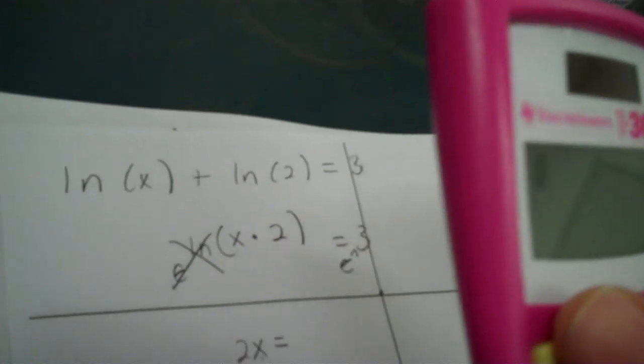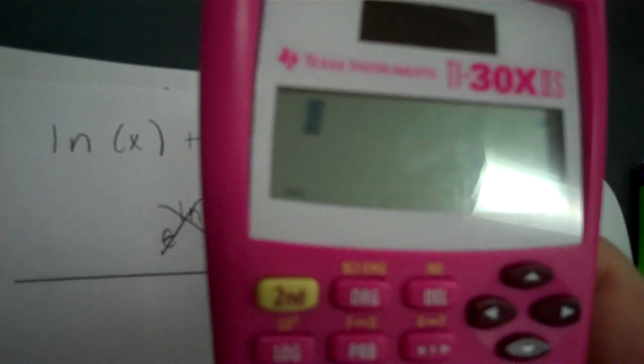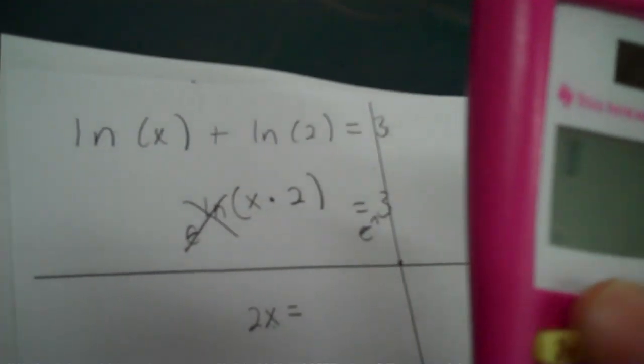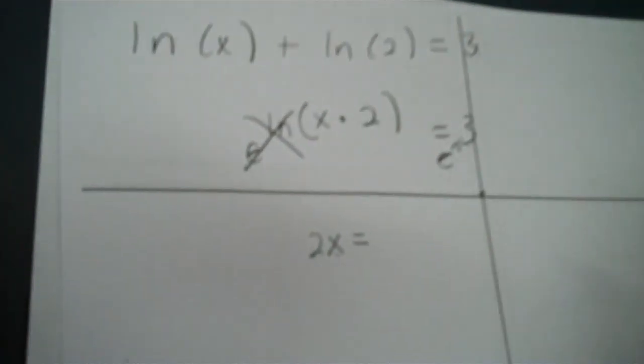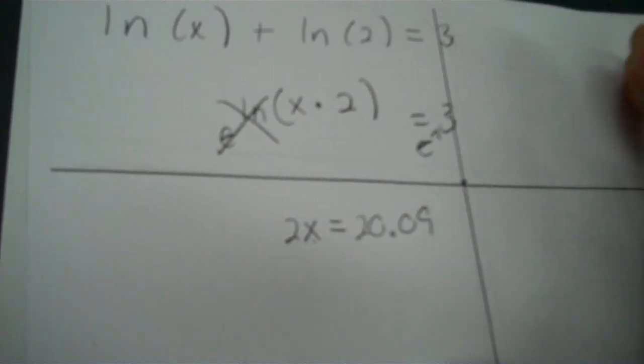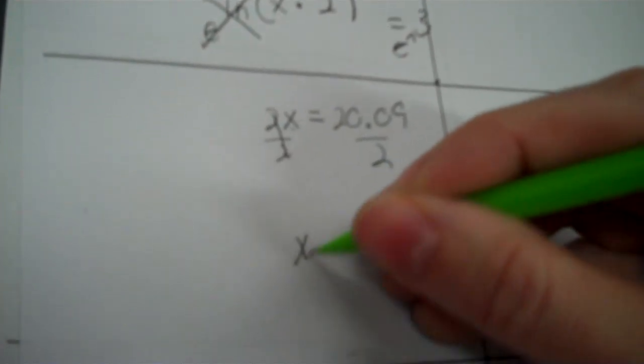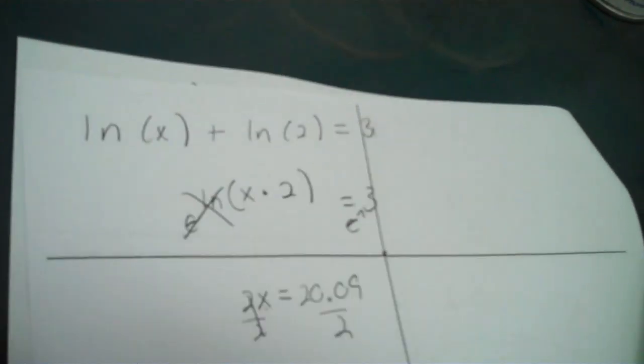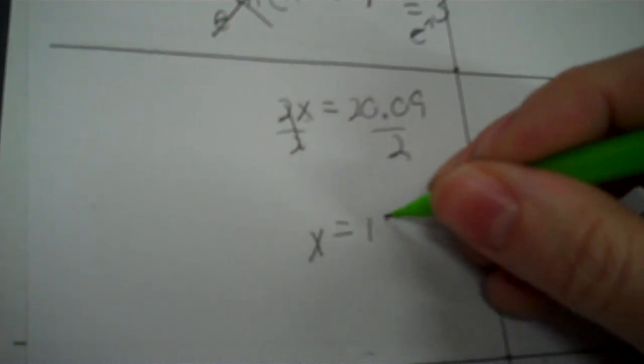So I go second, ln 3. You're using the same key, just second. So 20.09. Just round to 2 decimals. Divide by 2, divide by 2. 20.09 divided by 2 is 10.05.